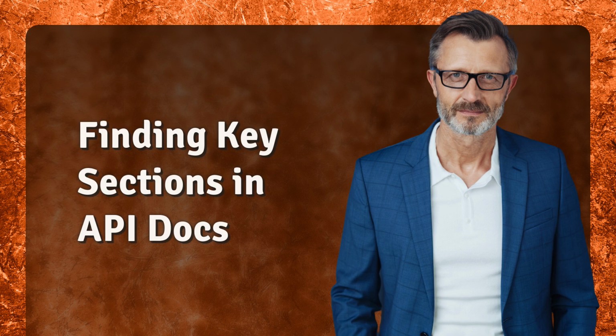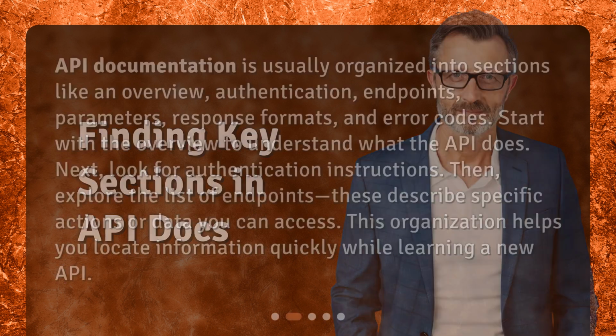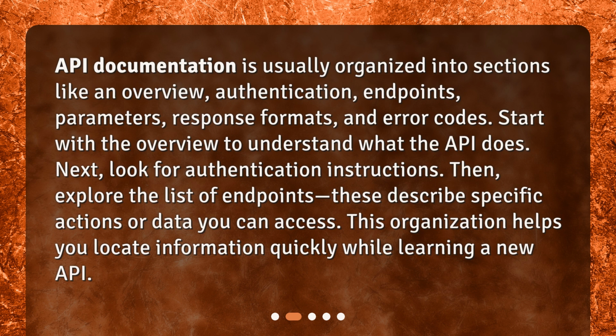Finding key sections in API docs. API documentation is usually organized into sections like an overview, authentication, endpoints, parameters, response formats, and error codes. Start with the overview to understand what the API does. Next, look for authentication instructions. Then, explore the list of endpoints. These describe specific actions or data you can access. This organization helps you locate information quickly while learning a new API.